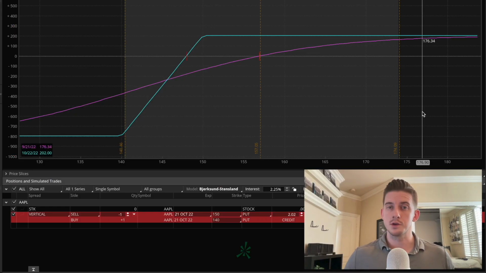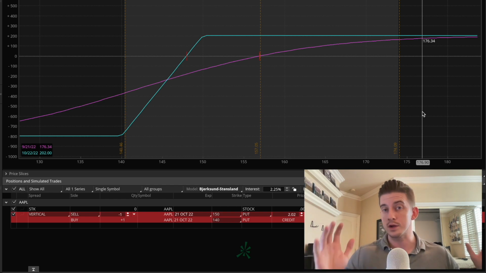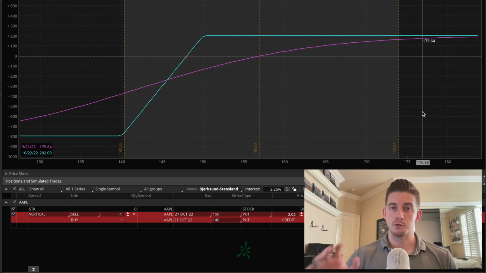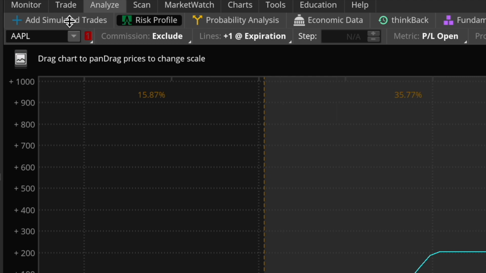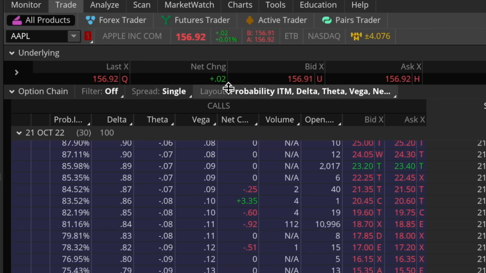And of course, also, even though in this example, I'm just showing you a put credit spread, you can put any kind of trade on the Analyze tab here. Vertical spreads of all sorts, iron condors, covered calls, strangles, straddles, anything that you want, you can put on the Analyze tab. So real quick, for example, if we go back to the trade tab here, and let's say also I wanted to buy some shares of Apple stock as well.